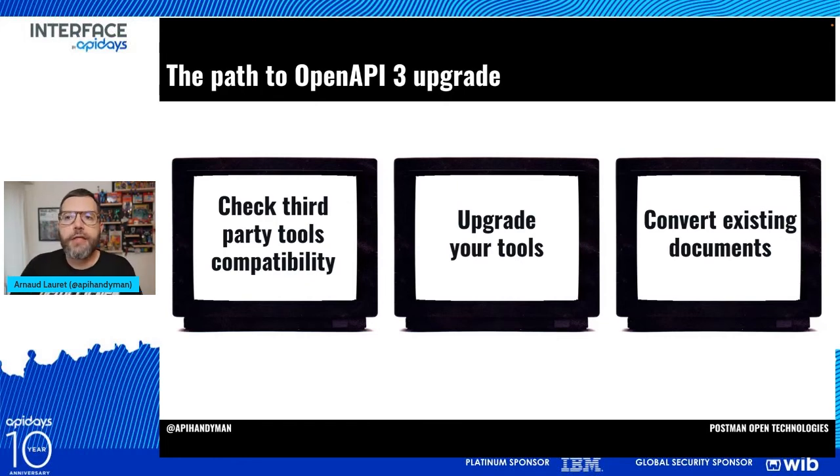And then you may convert your existing document. So no worries about that. Converting a Swagger 2 document to an OpenAPI 3 document is quite simple. There is no loss. And there are many tools. You can go check a website called openapi.tools that lists many tools that use OpenAPI, and there is a section regarding converters.